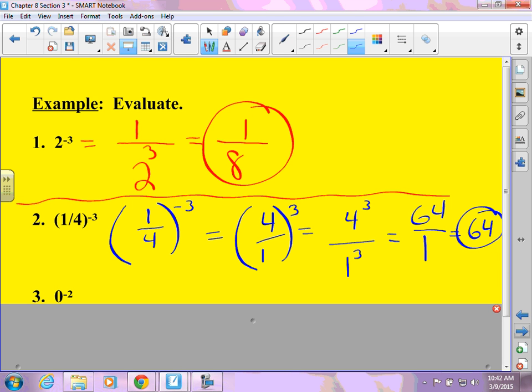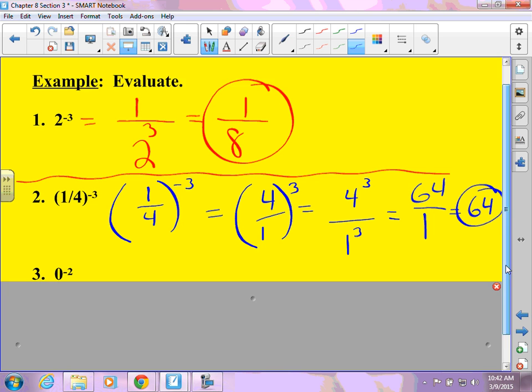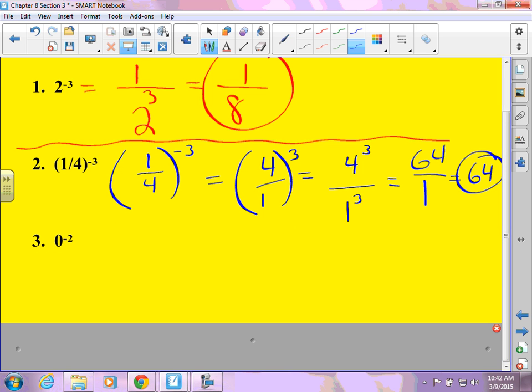All right, let's take a look at this one. This one's kind of a fun one. I got 0. 0 is a number. It's the loneliest number, right? So I got 0 to the negative 2. What do I do?